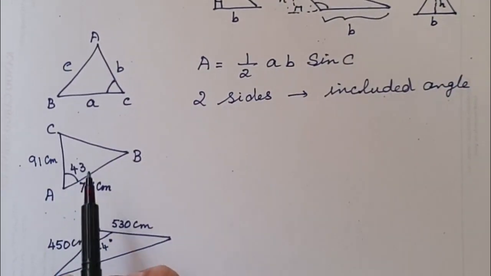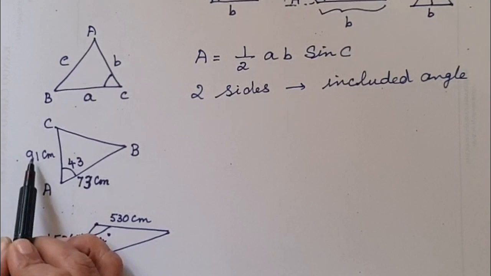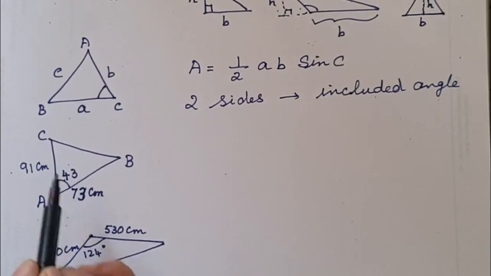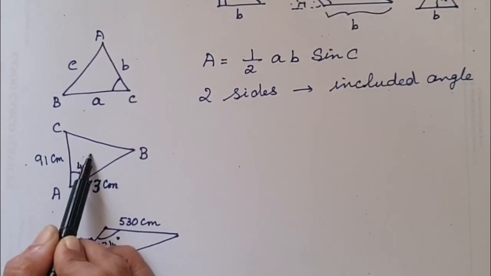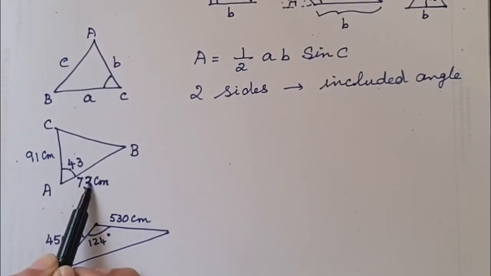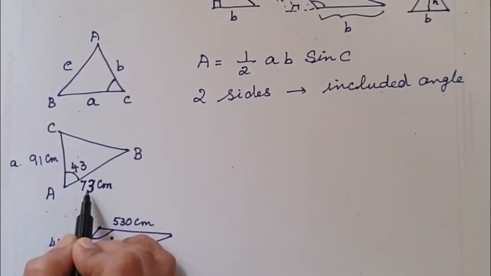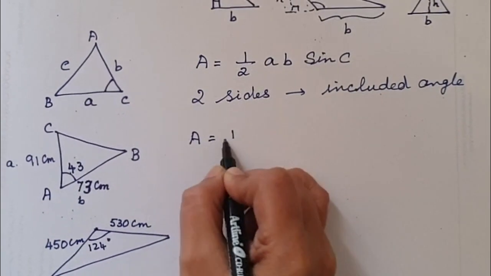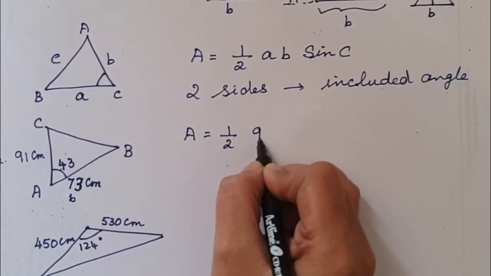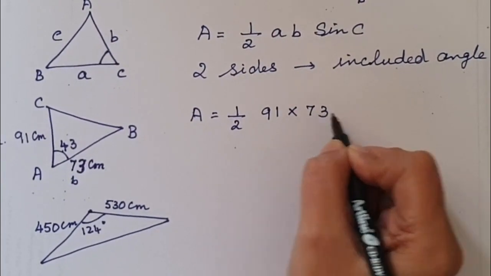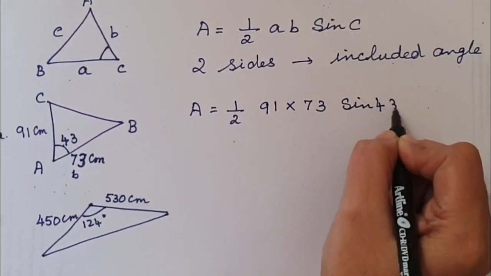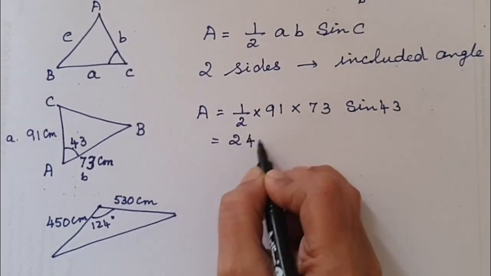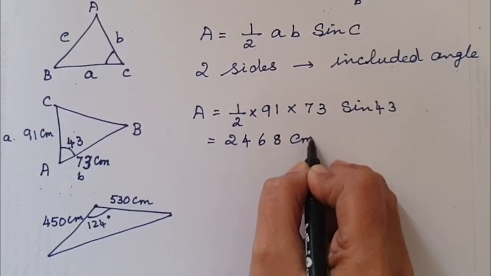Now in this first example, in order to find the area of this triangle, if you take these two sides, the included angle is given. So we take this as the angle C, and then these will be A and B. This will be A, the second side will be B, and this will be the angle C. So area will be equal to half A multiplied by B, that is 91 multiplied by 73 into sine 43. Just get this using your calculator, that will be the answer, that is 2468 centimeter squared.